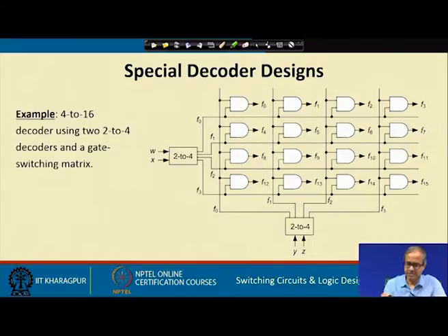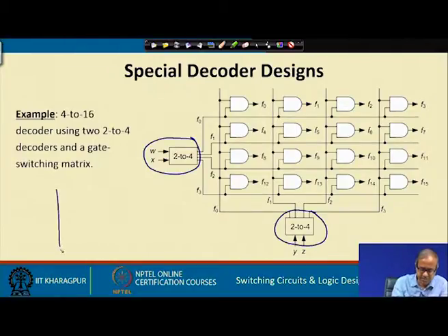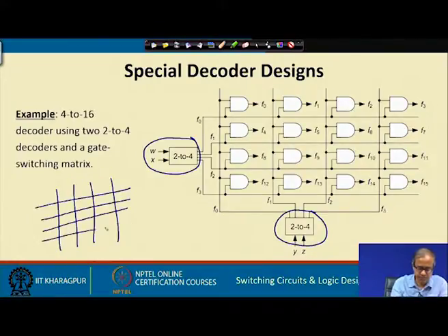Now, here we show an alternate approach. Here also we are trying to build a 4 to 16 decoder, but the approach is different. Here I am showing the schematic. We are using two 2 to 4 decoders. The concept is that I am using a row column concept. There are 4 columns and there are 4 rows. One of the decoders, depending on 2 of its inputs, will be selecting one of the rows. The other decoder, depending on the other 2 inputs, will be selecting one of the columns.